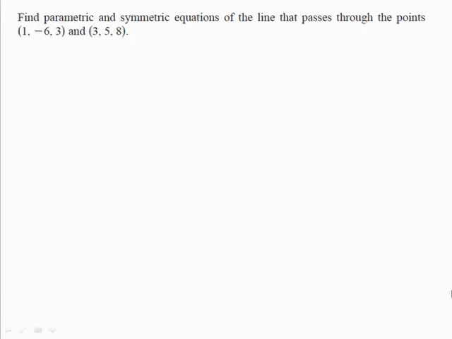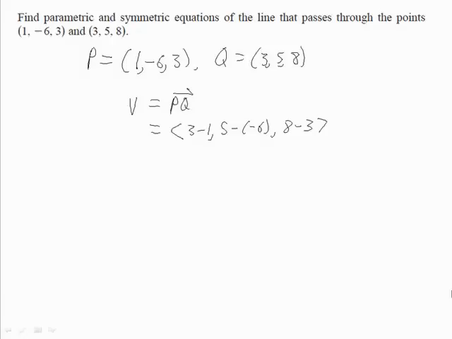Find parametric and symmetric equations of the line that passes through the points (1, negative 6, 3) and (3, 5, 8). Begin by letting P equal (1, negative 6, 3) and Q equal (3, 5, 8). Then a direction vector for the line passing through P and Q is v is equal to the vector PQ, which equals the vector 3 minus 1, 5 minus negative 6, and 8 minus 3, which equals the vector 2, 11, 5, which is equal to the vector a, b, c.